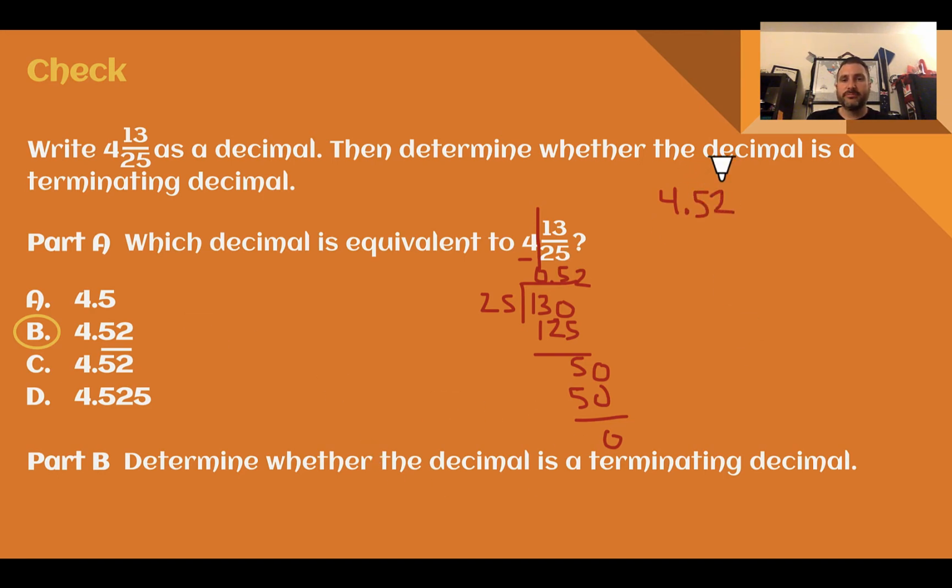Is this a terminating decimal? Yes, I got a remainder of 0, which means I can end it after 0.52. It terminated. It is a terminating decimal. Or I could keep dividing and get a bunch of zeros and check that it's terminating that way.